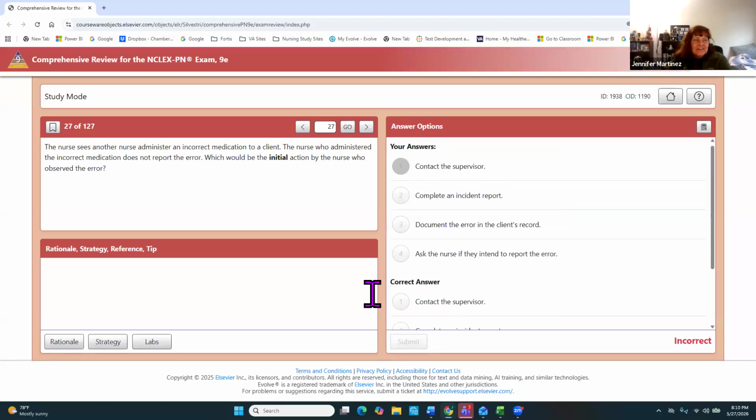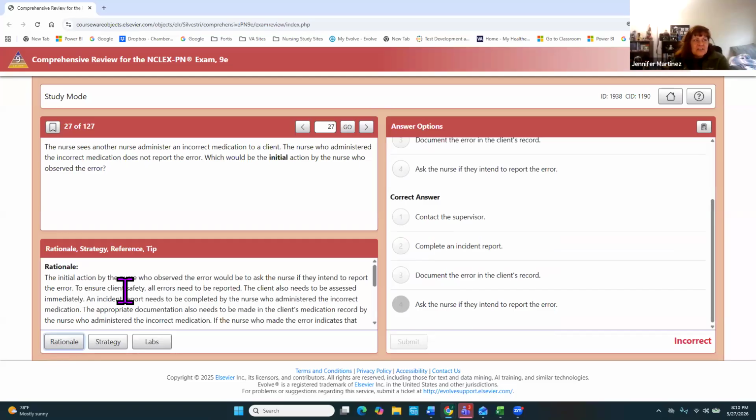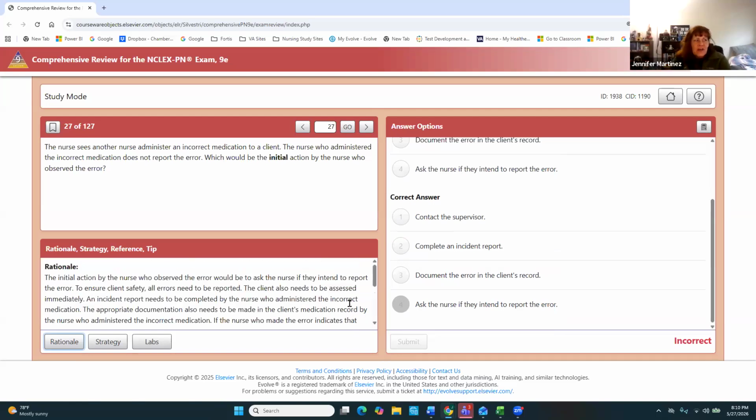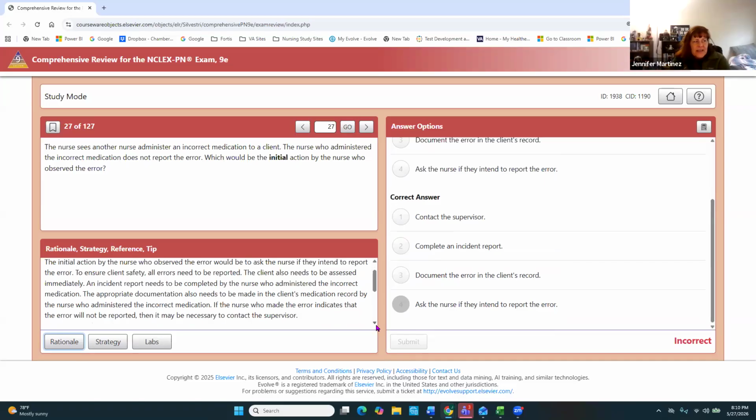All right. So in this situation, the initial action by the nurse who observed the error would be to ask the nurse if they intended to report the error. To ensure client safety, all errors need to be reported. The client also needs to be assessed immediately. An incident report needs to be completed by the nurse who administered the incorrect medication. The appropriate documentation also needs to be made in the client's medication record by the nurse who administered the incorrect medication. If the nurse who made the error indicates that the error will not be reported, then it may be necessary to contact the supervisor.